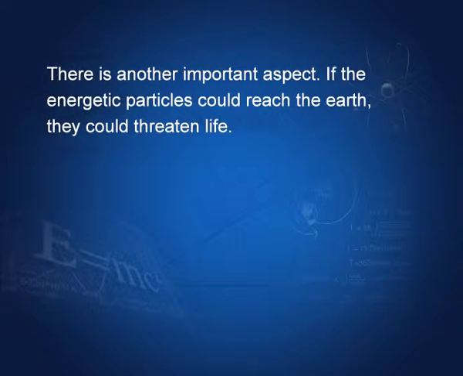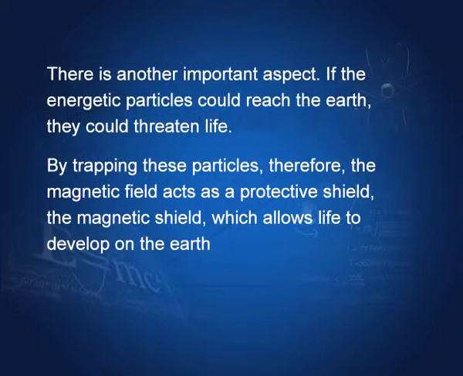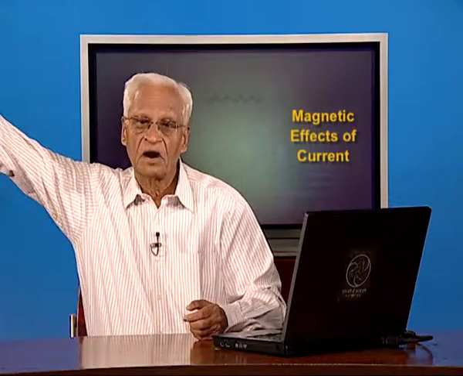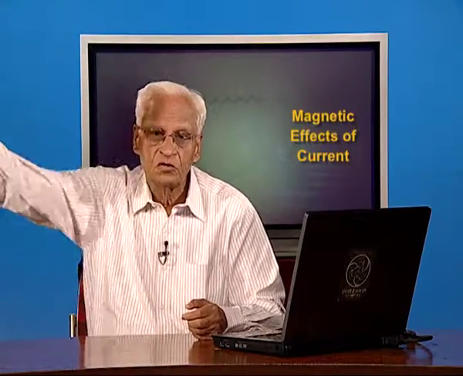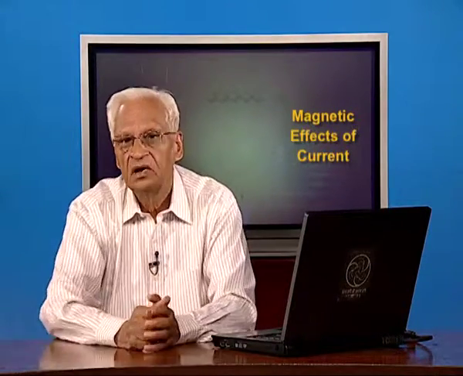If the energetic particles which are trapped in the magnetic field could reach the earth, they have very high energies, and therefore they could endanger human life on the earth. By trapping these particles, therefore, the magnetic field acts as a protective shield, just like the shield which protects us from the harmful effects of ozone, and this shield is called the magnetic shield. This allows life to develop on the earth. If the magnetic shield were not there, very high energy particles would simply come and hit whatever life is there on the earth, and they would destroy that.